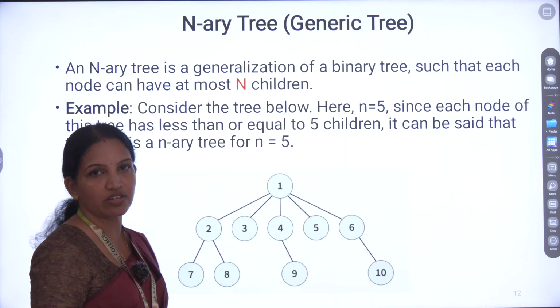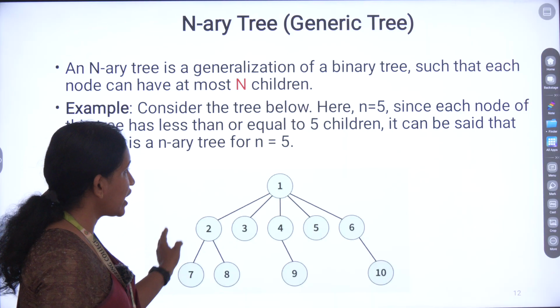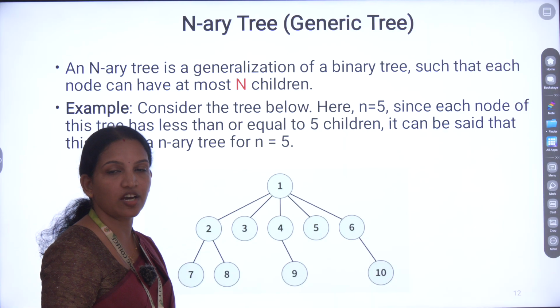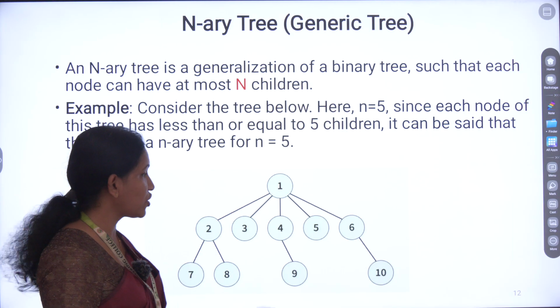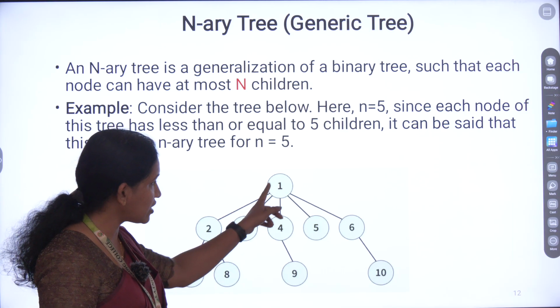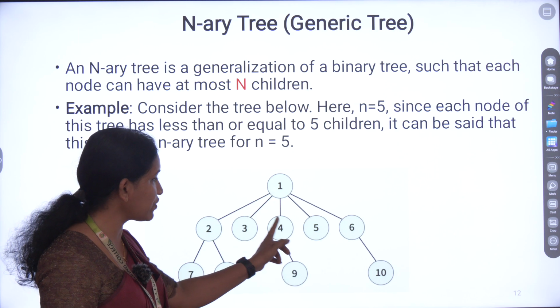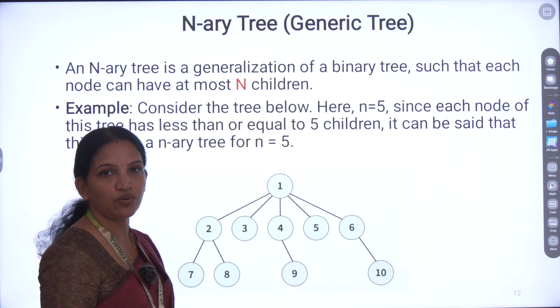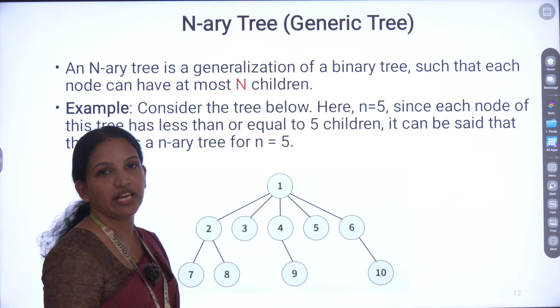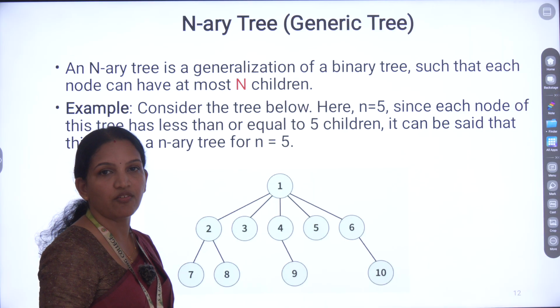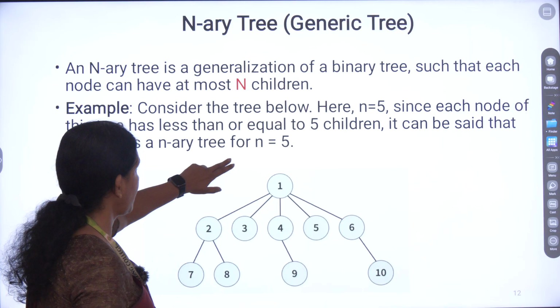Next is the n-ary tree or generic tree, where every node will have at most n children. In this example, node 1 has 5 child nodes, so here n equals 5. This is an n-ary tree with n equal to 5. Every node will have at most 5 child nodes.